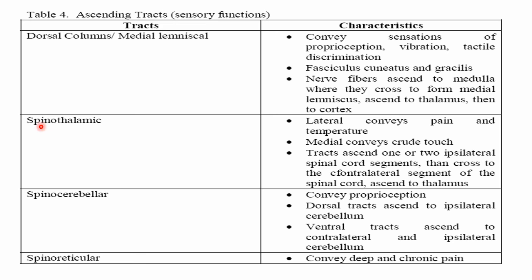Spinothalamic: as the name indicates, it starts from the spine and ends in the thalamus. It conveys pain and temperature. The medial one conveys crude touch also. These tracts ascend one or two segments of the spinal cord on the same side. After that, they cross, and contralaterally they form the spinothalamic tract.